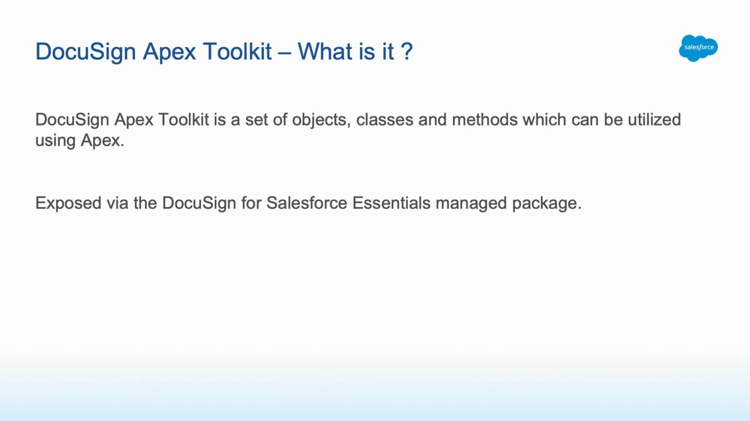The DocuSign Apex Toolkit is a set of classes and methods. These are encapsulated so that you can access DocuSign API, eSignature API functionalities. It's very similar to what we call an SDK. And by using this, you can actually call DocuSign for Salesforce actions. Currently, this is exposed via the DocuSign for Salesforce Essentials managed package.